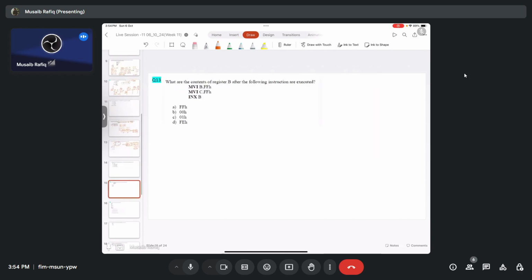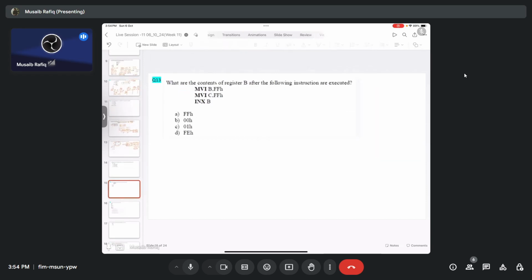Now we have question number 13 of today's live session. It states: what are the contents of register B after the following instructions are executed? MVI B FFH, MVI C FFH, INX B. So can you guys solve it? I'll just give you a couple of minutes and you can write your correct answer.